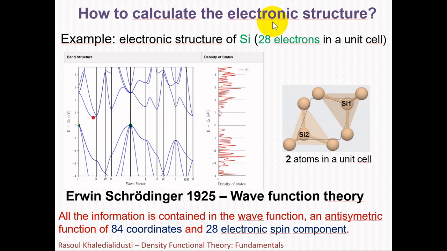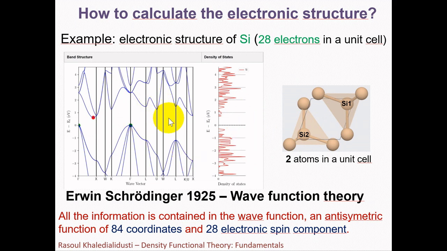Let's take an example of a system, silicon, to get a feeling about solving the many-body Schrödinger equation. If we go through the calculation, we will find that there are two atoms in the silicon unit cell, where each atom has 14 electrons. So the silicon unit cell contains 28 electrons. Here you can see the silicon unit cell including only two atoms, and the calculated band structure and the density of states which is derived from the band structure.